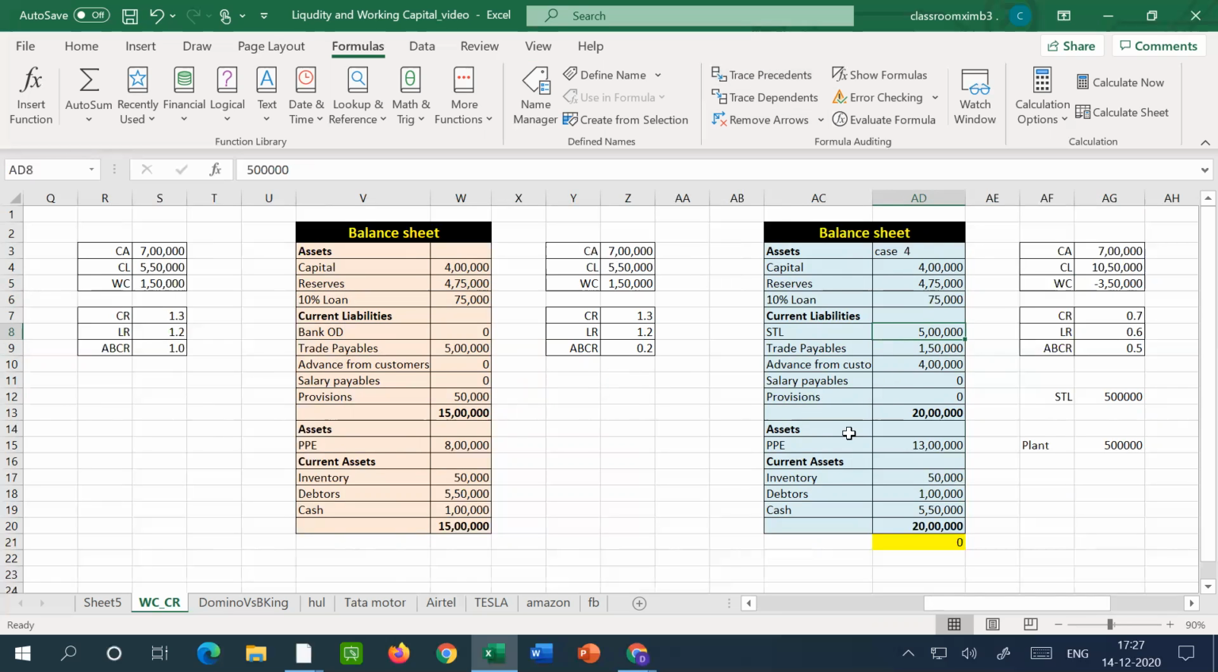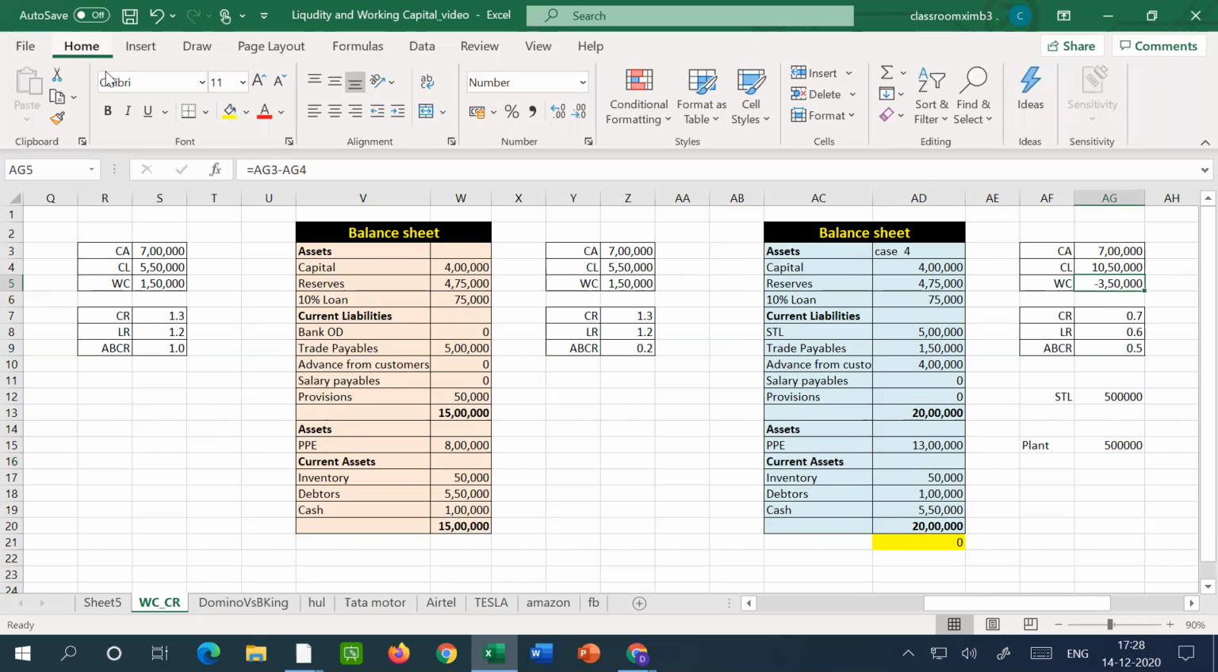And what did they use the short-term loan for? The short-term loan has been used to purchase a plant. Okay, so you may ask, why did they use the money to purchase? Maybe they want to use the existing cash for some other purpose. So in this case, it's very clearly visible the working capital is negative.